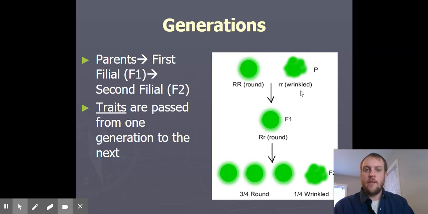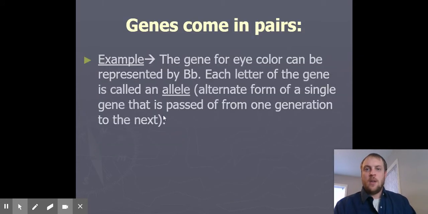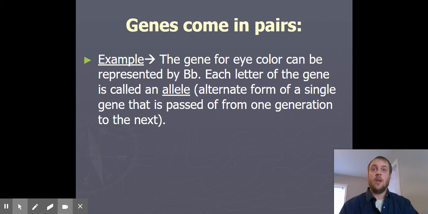So that wrinkled gene never really disappeared. It just was overshadowed by this round gene, the trait, the version for the round pea plant. And that's because we know that genes come in pairs. Again, we talked about this when we learned about meiosis. You get one version of each of your genes from mom and one version of each of your genes from dad. And sometimes you display that trait from mom, sometimes you display that trait from dad. And we're going to learn a little bit about why that is.